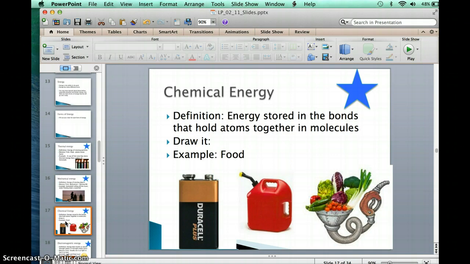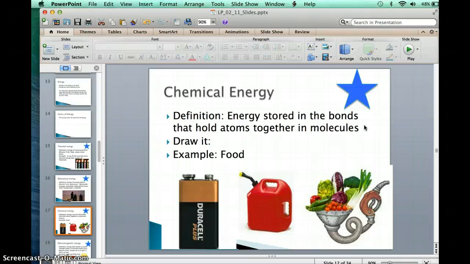Okay, the next type of energy is chemical energy. So this is a type of potential energy or a type of stored energy. So energy that has not been used yet. So chemical energy specifically is energy stored in the bonds that hold atoms together in molecules. So when we talked about chemistry, we talked about how two atoms can bond together. They can chemically bond, chemically connect together to form a compound or a molecule.